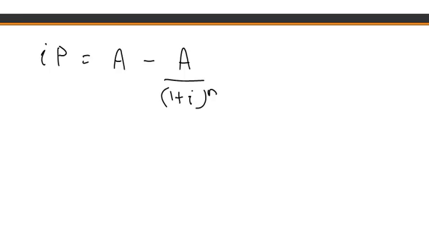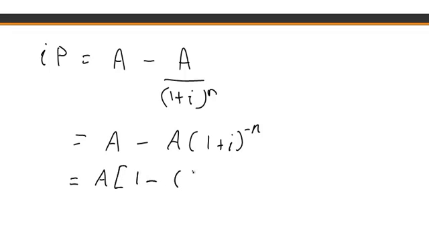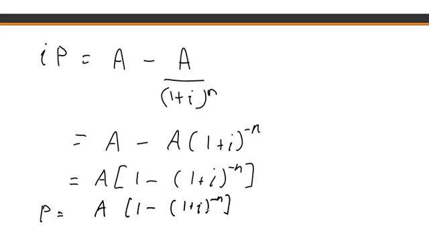I'll just copy out my last line. There it is. Okay, so I could do this. Like that. A power on the bottom is the same as a negative power on the top. And they've both got an a in them, so I can pull the a out. Like that. A times 1 minus 1 plus i to the minus n. And now if I divide both sides by i, I will get P equals a times 1 minus 1 plus i to the minus n over i. And that's one formula.